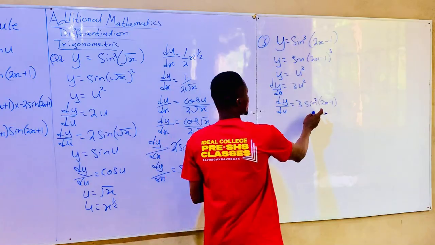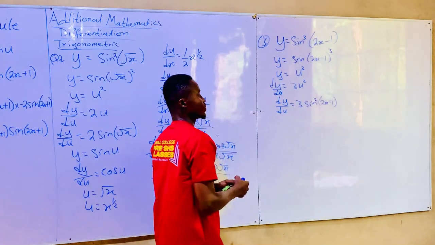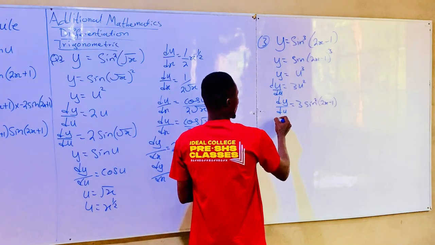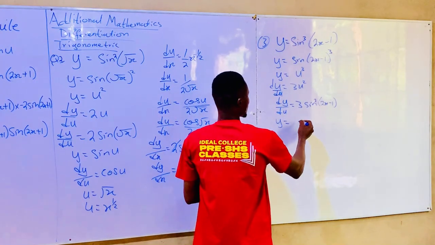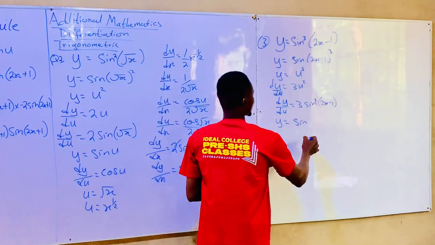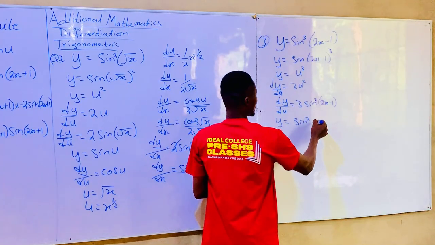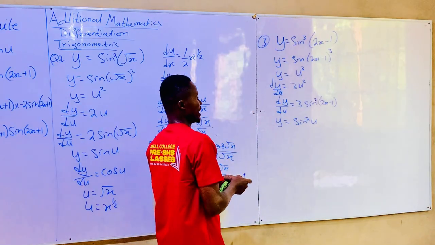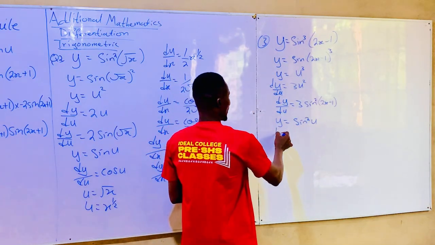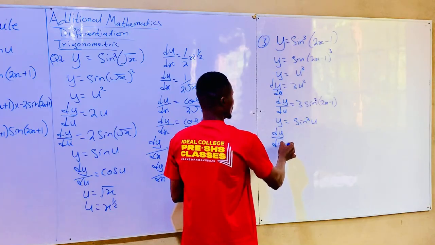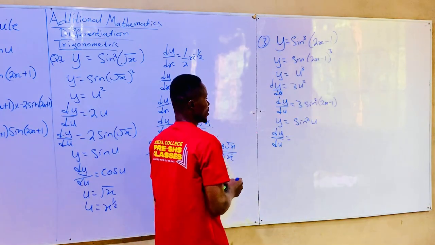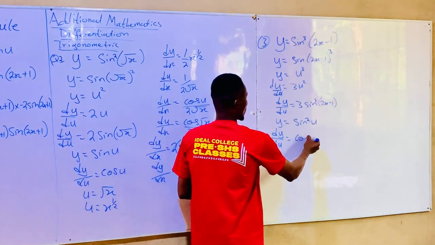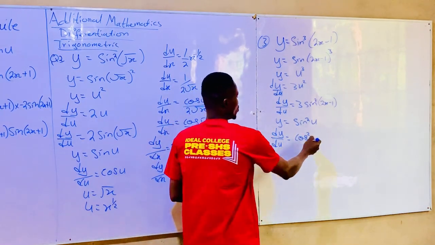So now after we have gotten to this, we have to differentiate what we have here too. So our y will be equal to sine squared u. Then we have to differentiate it. So our dy over du will be equal to, when we differentiate sine, we'll get cos. So that will give us cos squared u.